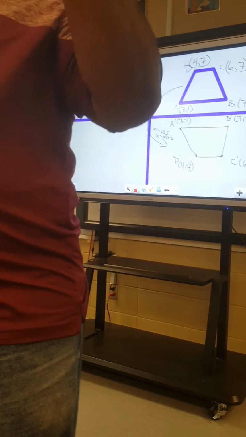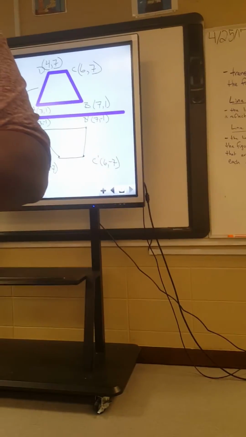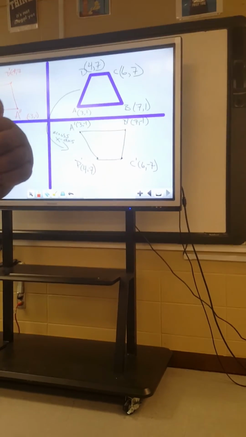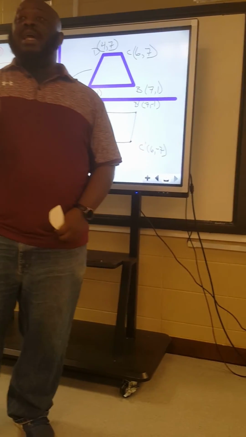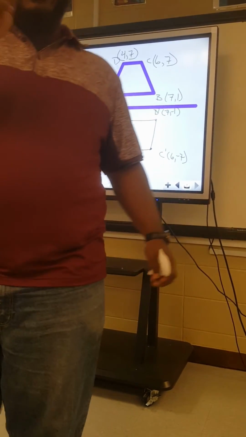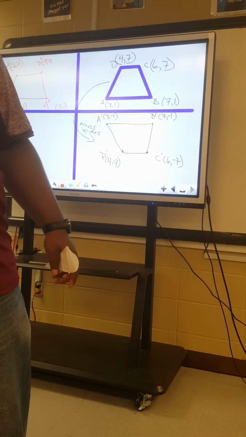There's this thing called the line of symmetry. What does it say that the line of symmetry is? The line that divides the figure into two parts that are a reflection of each other in the line. All right, so I got a line. Now this line does what with this particular figure? It does what?